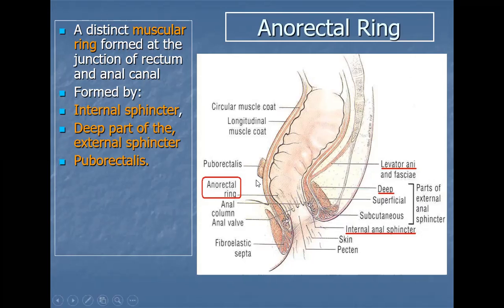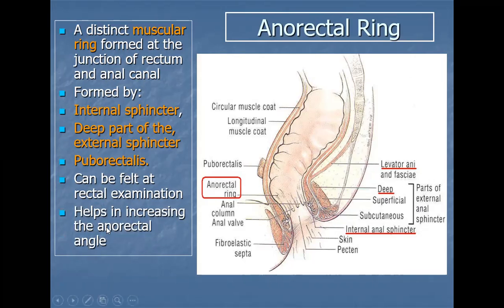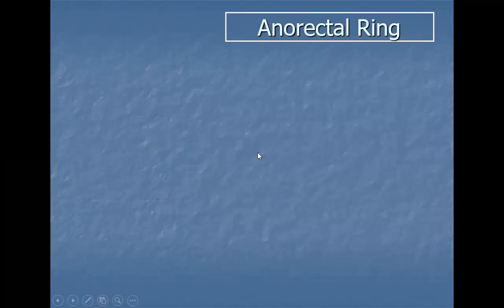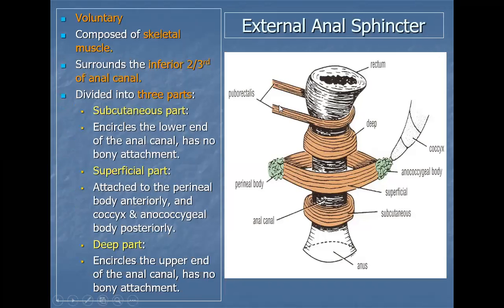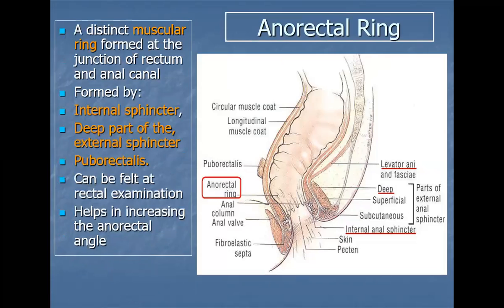So these three muscles act as a sphincter, which is called the anorectal ring, and it can be felt at rectal examination. During the PR, per rectal examination, when you pass your finger, you can feel this ring and judge its strength. As I said, if it is damaged, it leads to uncontrolled passage of feces. It helps in increasing the anorectal angle. Whenever the puborectalis contracts, as we saw here, whenever it pulls, it leads to an increase in angulation and closure of the anorectal ring.